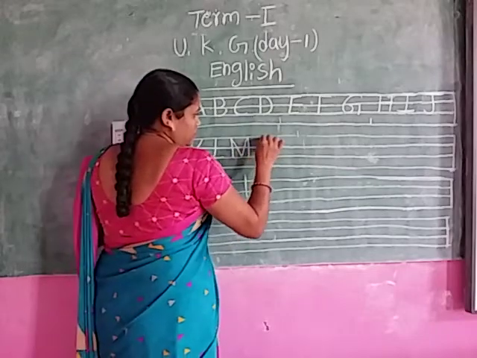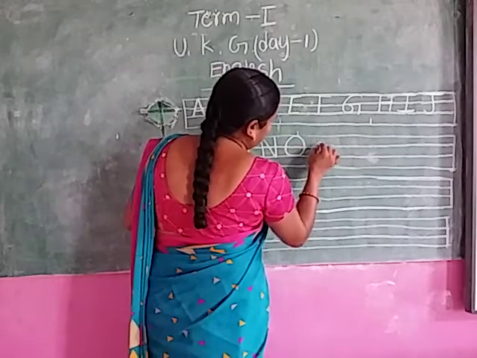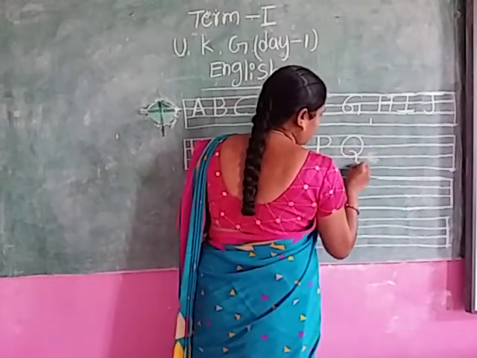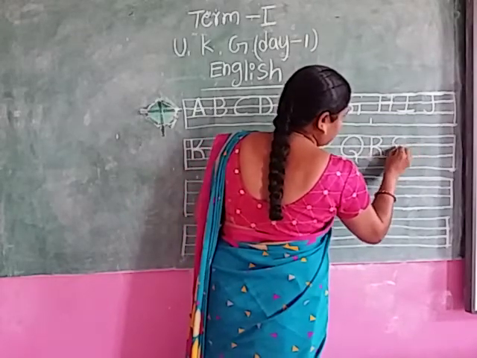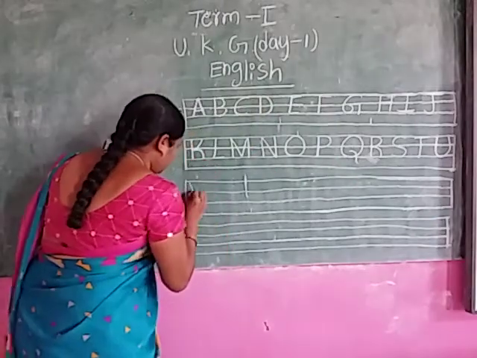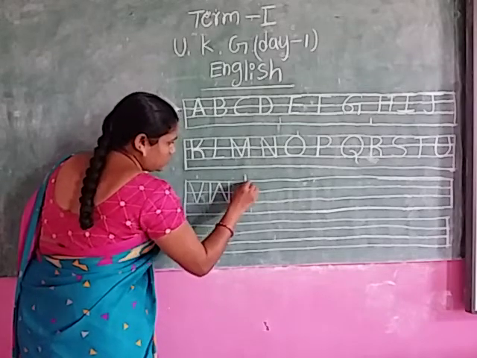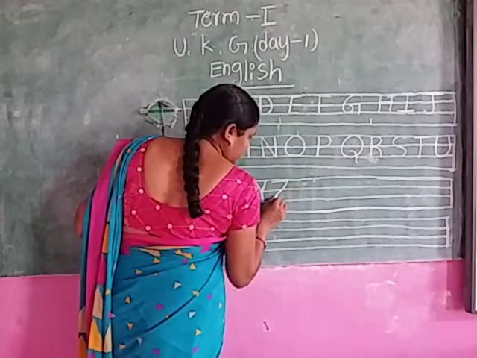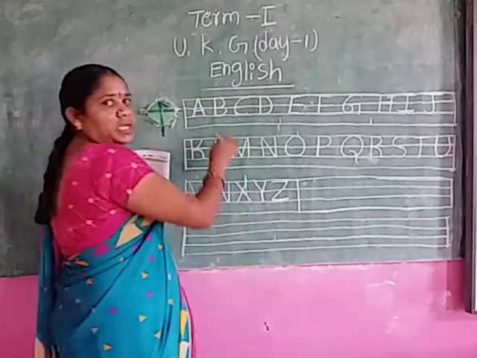M, N, O, P, Q, R, S, T, U, V, W, X, Y, Z. These are the capital alphabets. You know the alphabets? These are called the alphabets, A to Z.